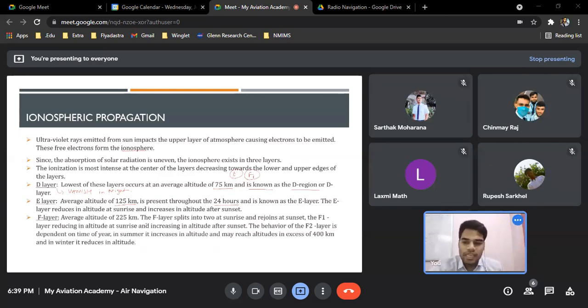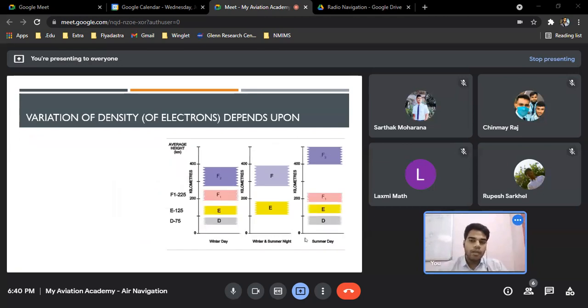Finally, we have the F layer. F is at the altitude 250 kilometers. It splits into two at sunrise and rejoins at sunset. F1 layer reduces in altitude at sunrise and increases in altitude after sunset. We saw that in the previous table. You can see the F2 layer in the summer daytime can go up to the axis of 400 kilometers. So the range has just increased. The width of the layer has increased.